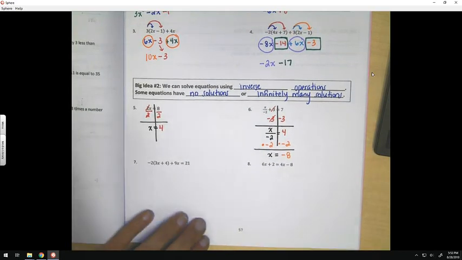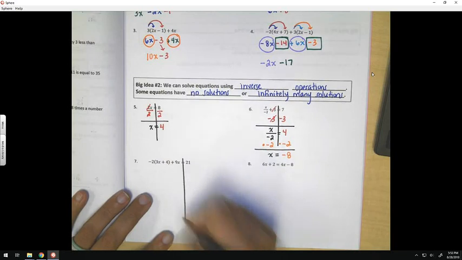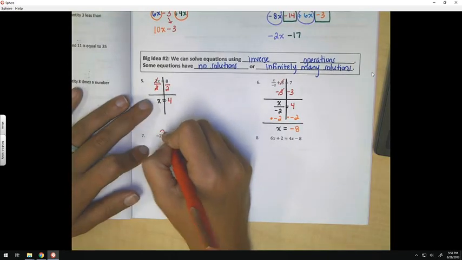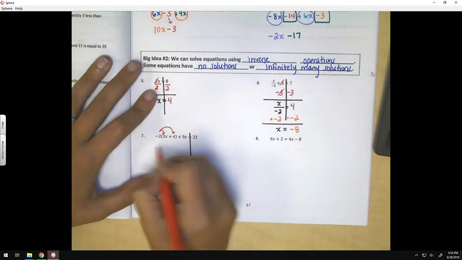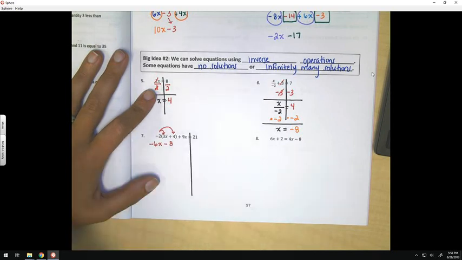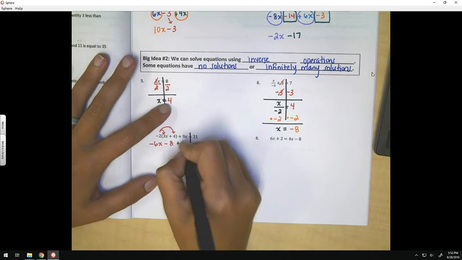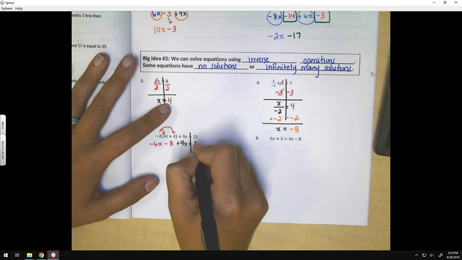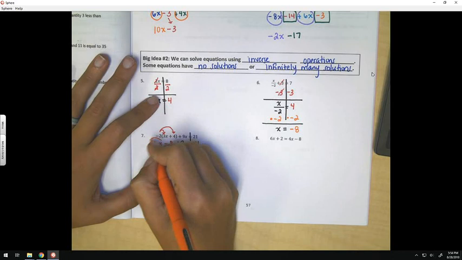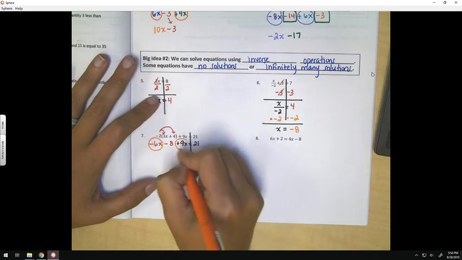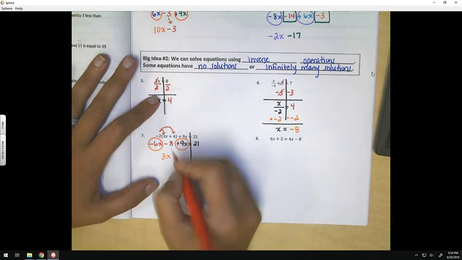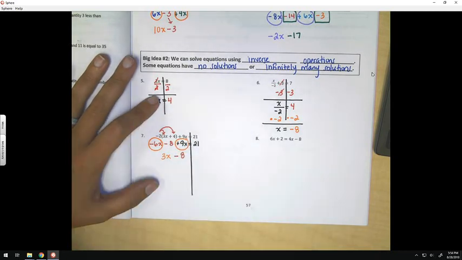For number 7, we've got a little bit more complicated of a problem. Because there are parentheses this time, I'm going to start with distributing. So when I distribute the negative 2, I get negative 6x minus 8, and then I'm just going to drop down the plus 9x and the 21. Next, I'm going to combine like terms. So negative 6x plus 9x would give me 3x. I'm going to drop down the minus 8 and the equals 21.